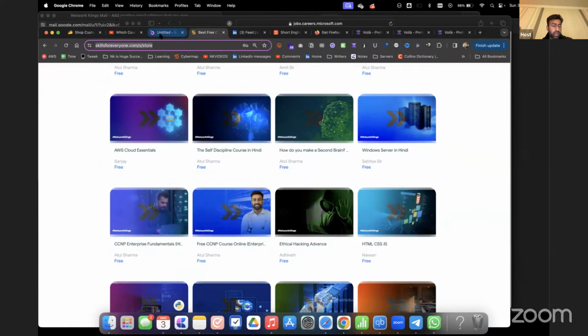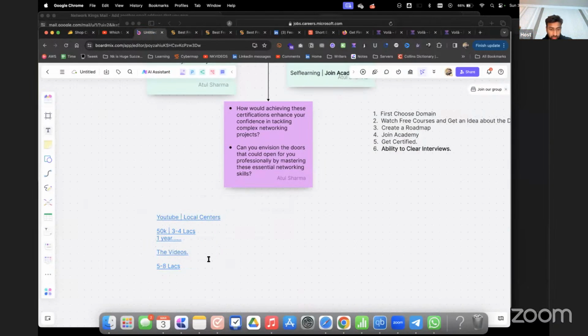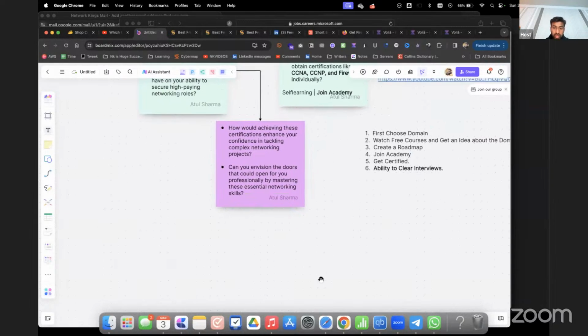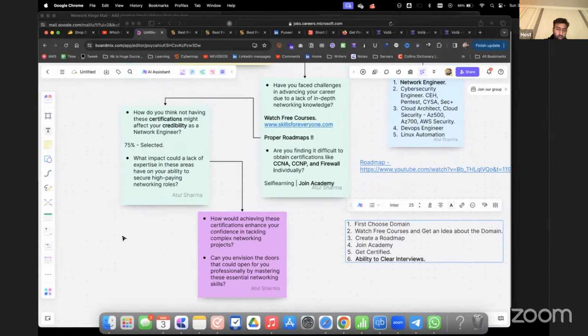Okay, you go and try it. This is what I can say. You go and try the free courses. They are far better than people charging for paid courses. Why? Because at least you know they are created by industry experts, right? That's the main thing. Because when you plan everything, you have the knowledge, you become certified, but if you are not able to clear interviews, then there is wastage of your time.